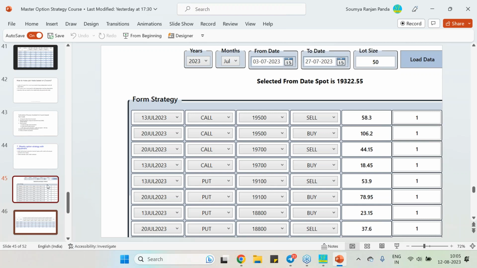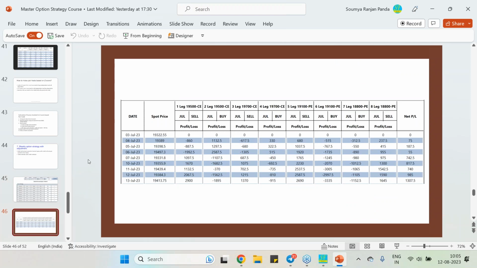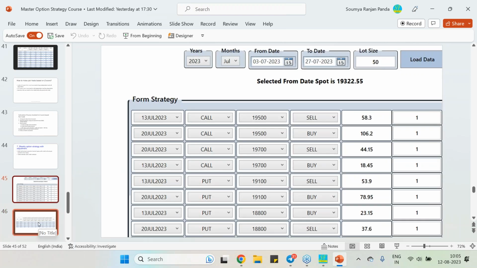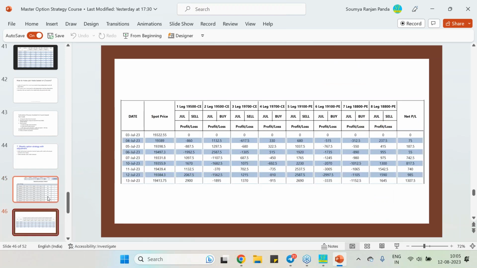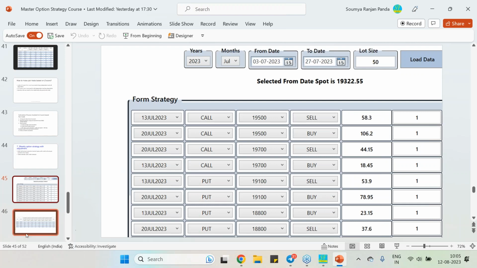So this I have shown it here. Then we'll be going for a calendar spread. Whenever I am saying the calendar spread in the weekly options, that also follows a specific rule.